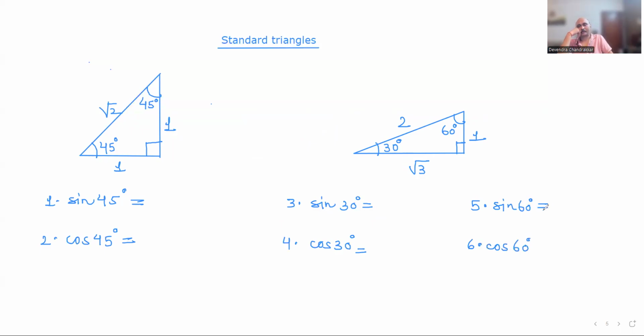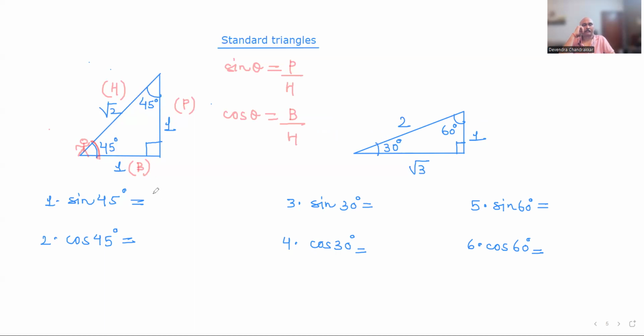Okay. So let's try to write the values. I'm doing the first one, the rest you have to do. I take this angle, sine 45 degrees. So if I stand here, which side will be perpendicular? The side opposite to this. So this side is perpendicular, this side is base, and this is hypotenuse. So sine theta, as you all are aware, is perpendicular upon hypotenuse and cos theta is base upon hypotenuse, right?